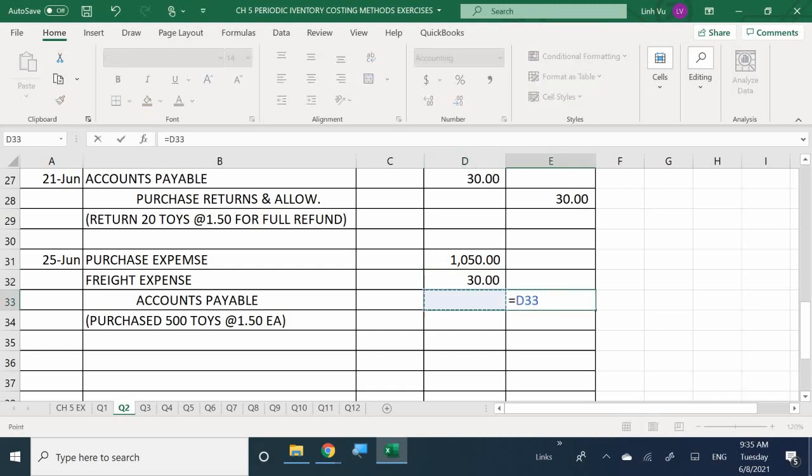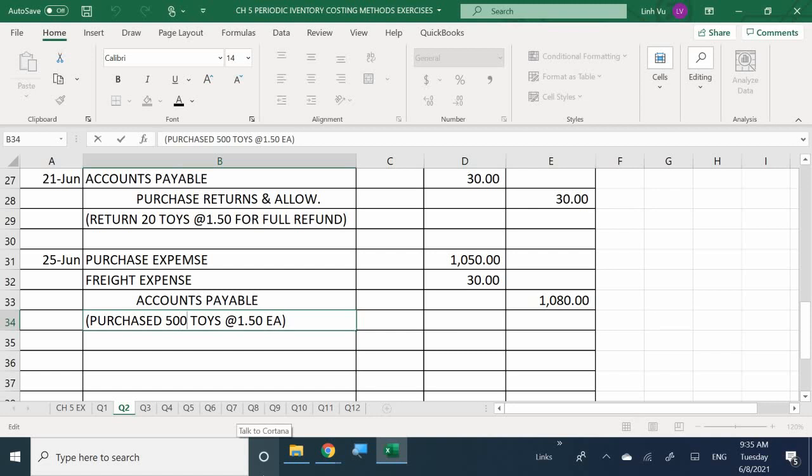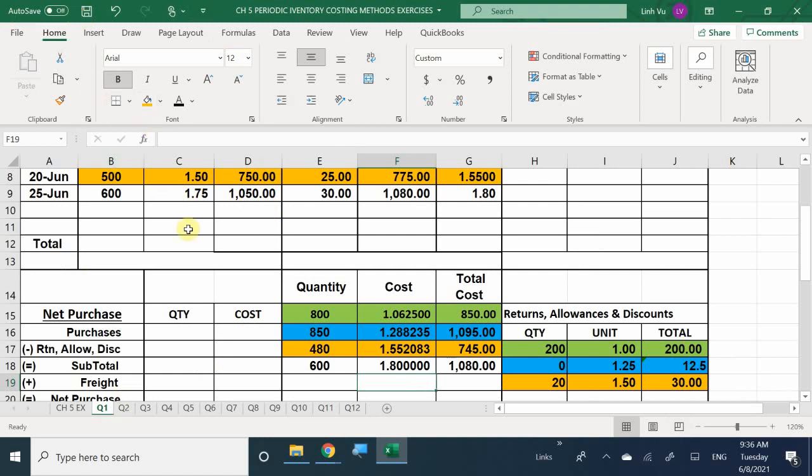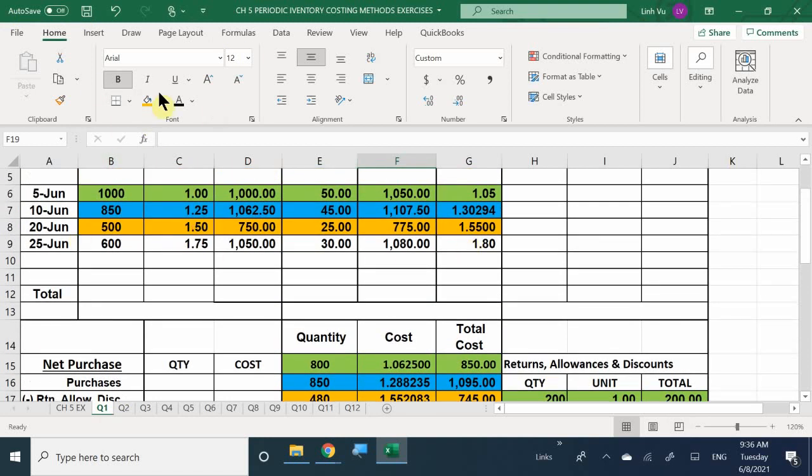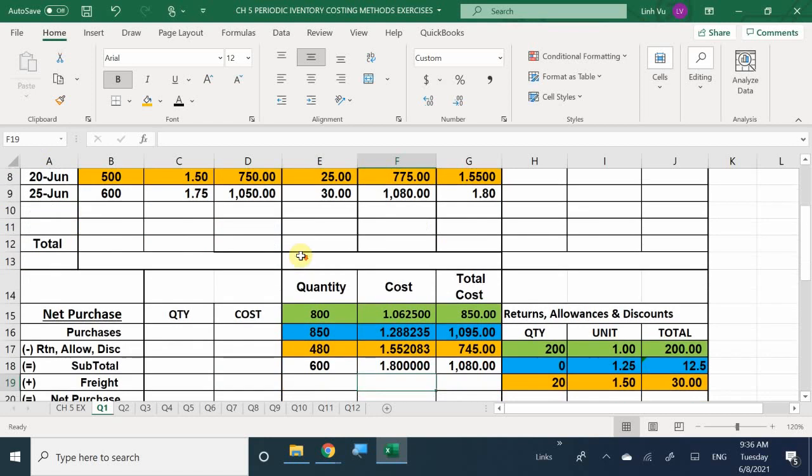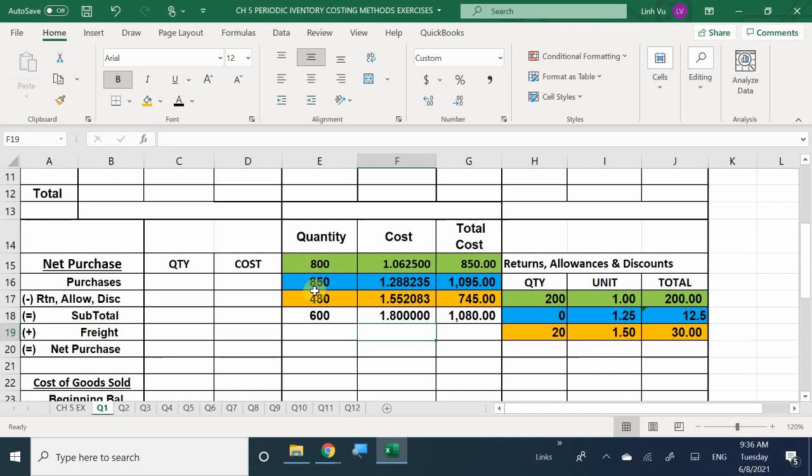$30. Giving me a grand total for my purchase for my accounts payable to be 1,080. Yes. So I'm going to make a little change here. So we purchased 600 toys at $1.75 each, right? And because we've already concluded that on June 30th we made no purchase returns or allowances, therefore on my inventory worksheet there's no extra changes for this batch here. And I'm going to leave it whatever color that is. Clear. Okay?